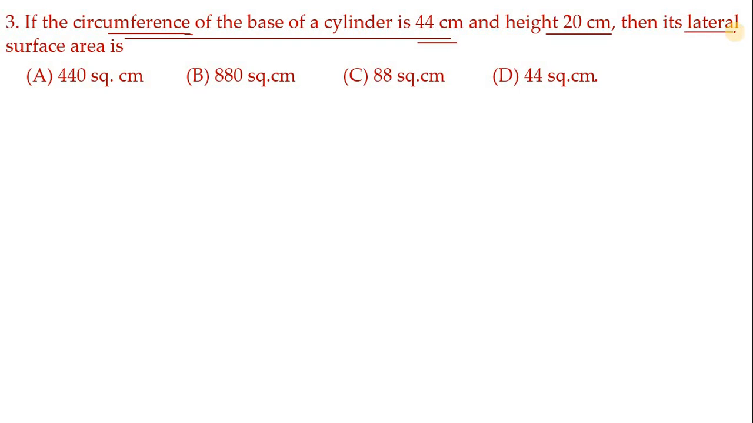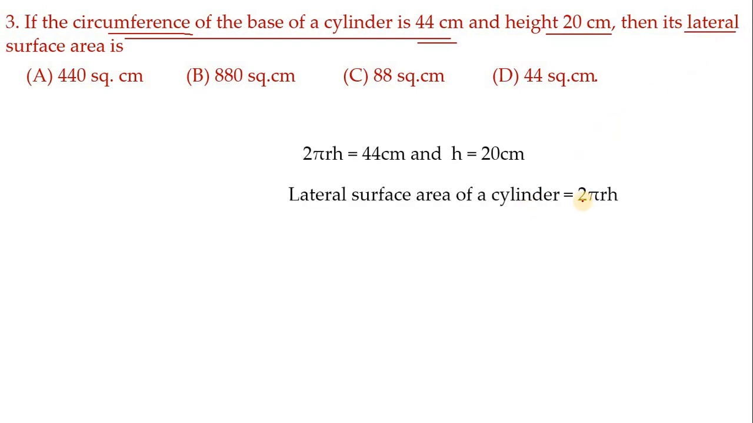Now we need to find the LSA. Hence first let me take the LSA formula, that is 2 pi r h. In this, the 2 pi r value is given, so write 44 in that place, and the h value is 20. Now multiply these two. 44 into 20 is 880 square centimeter. Hence the correct option is B.